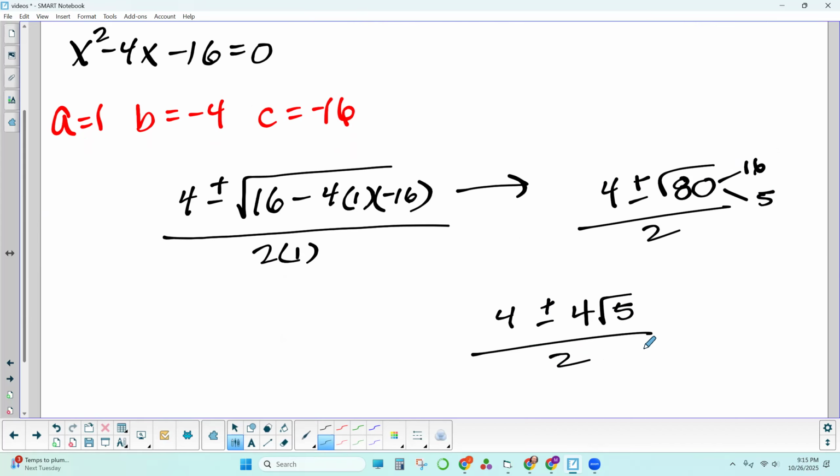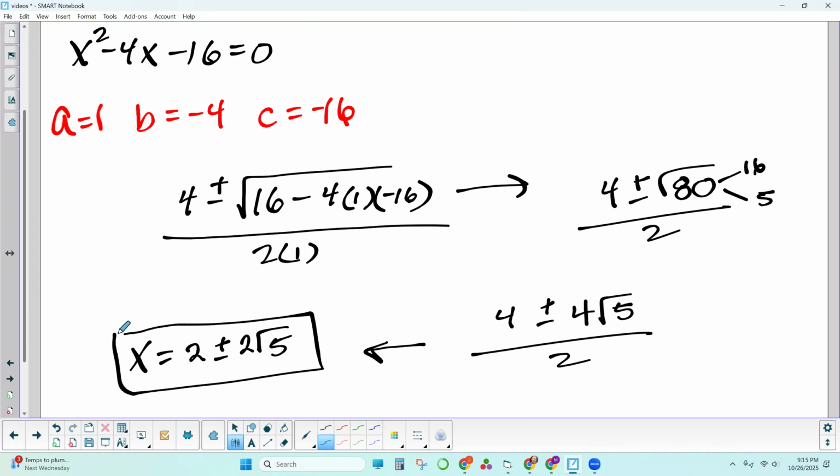All right. And looking at each term, I can pull out a 2. Go ahead and do that, and that gives me 2 plus or minus 2 root 5. Another set of irrational solutions. And that's all there is to it.